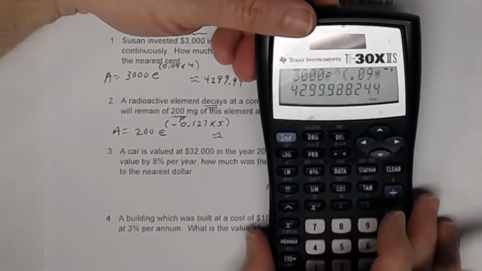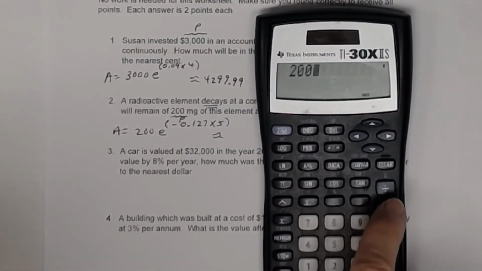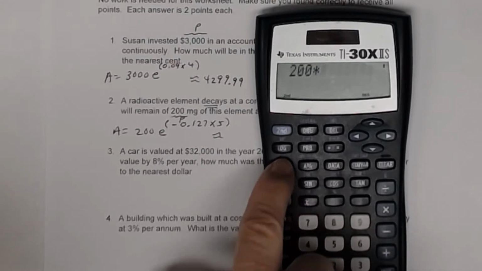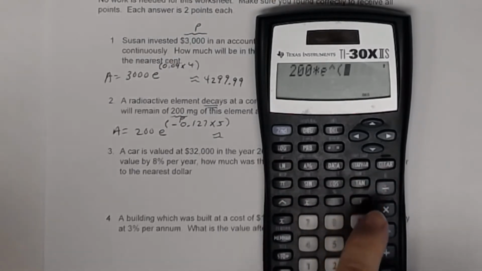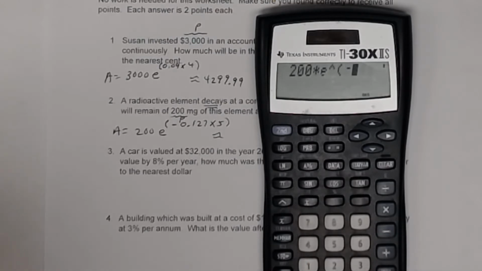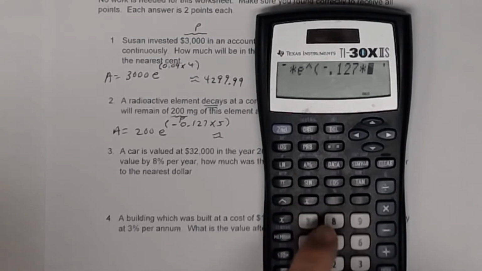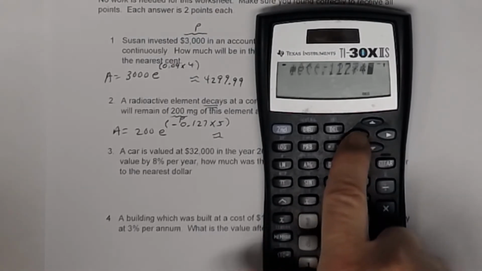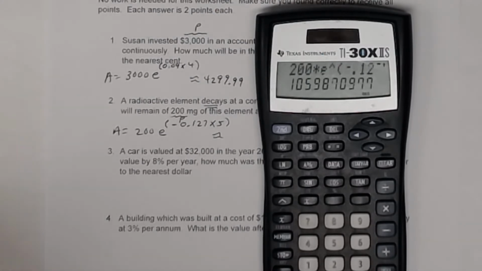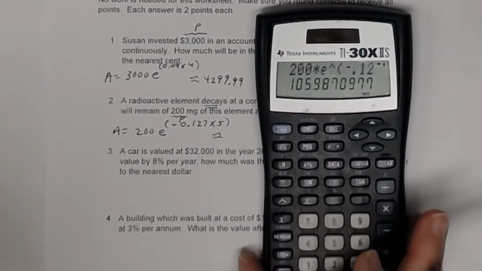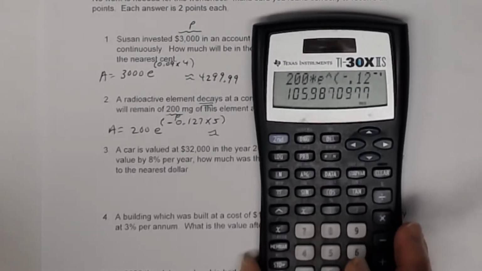All right, so on your calculator, you're going to do this. You're going to say 200 times second e. So you get this exponential function, e raised to the negative 0.127 times 5 rather, and then close the parentheses and press equal. So that's what we get. Now they want us to round to the nearest tenth. Okay, so the nearest tenth.